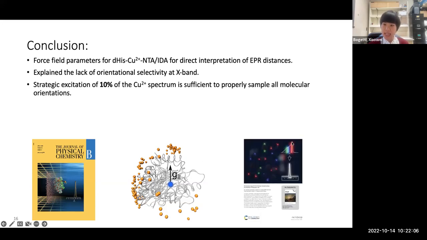And a strategic excitation of only 10% of the copper spectrum is enough to properly sample all molecular orientations at Q-band. And this 3 field measurement reduces the data collection time by at least 6-fold. And this 6-fold is very significant thinking about if you are using helium all the time, right? And we have published this Python code to calculate the optimal fields. If you are interested in some other orientational selective pulse EPR techniques and other paramagnetic ions, you can check out our code to adapt it.